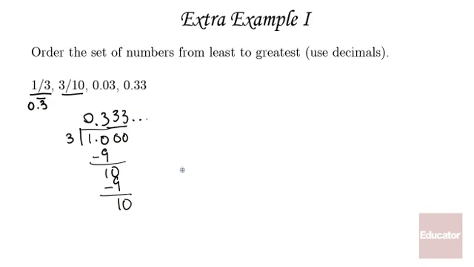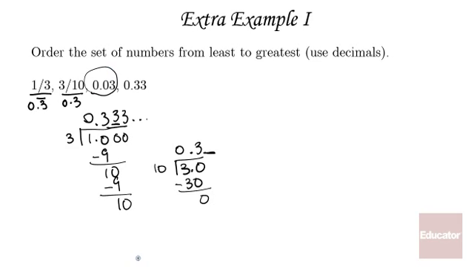Next, for 3/10, 10 won't go in, but it'll go into 30 perfectly 3 times. So it's just 0.3. The 0.3 repeating is larger because in this second decimal place you have a 3. Here it would be a 0. So now we can compare all the numbers. The smallest would be this one.